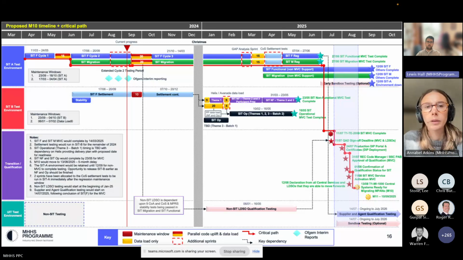Cool, no problem. Annabelle, any other questions? Yeah, we've got quite a few more actually on Slido to get through. So will both SIT A and SIT B be upgraded to IR 8.2 in September or October 2024 maintenance window?